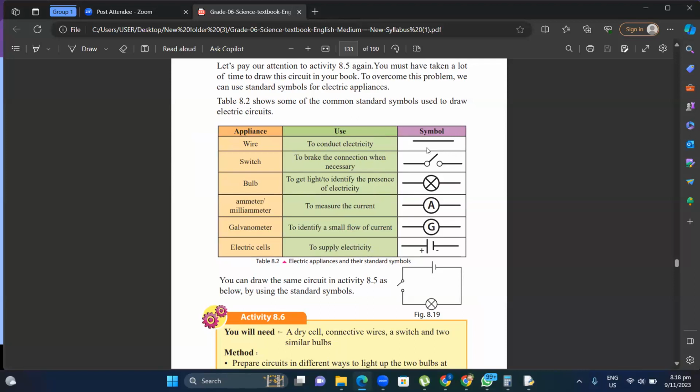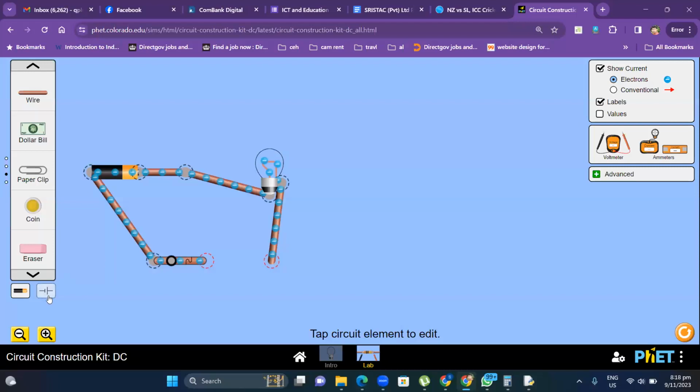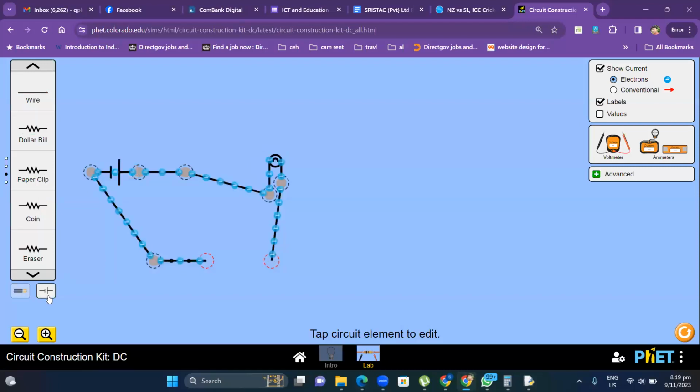And you can see these are the symbols: switch, wire, bulb, ammeter or milliammeter, galvanometer. This is the plus and minus for the battery. This is the symbolic way of drawing the circuit, and you can try the same here. Here you can see it will show the symbols, where the bulb symbol is different. The switch is similar, the battery is okay, the bulb is different, but you can see other things also.